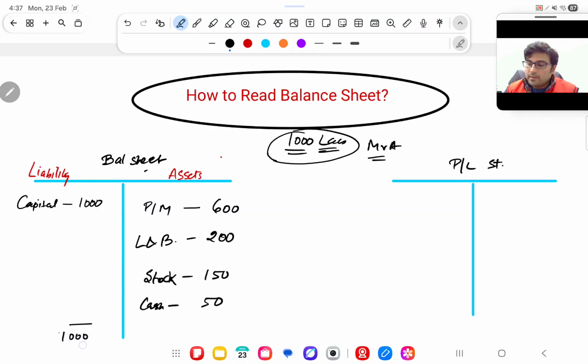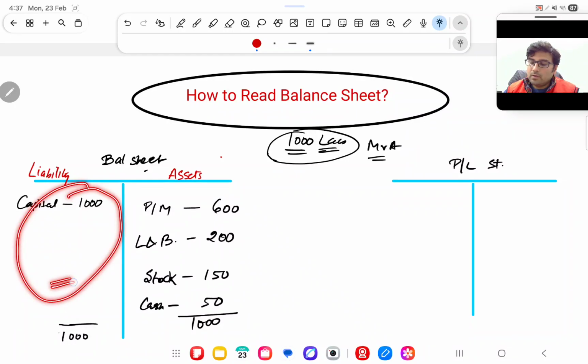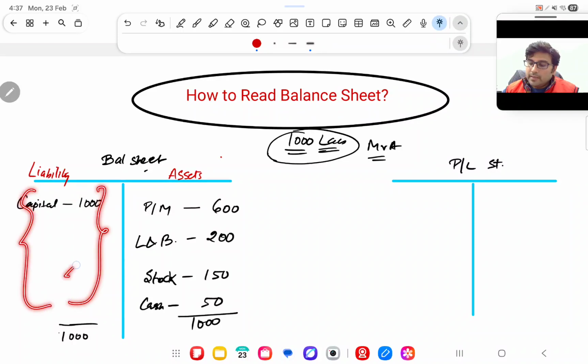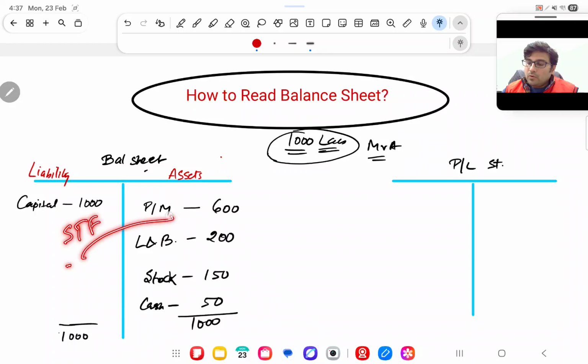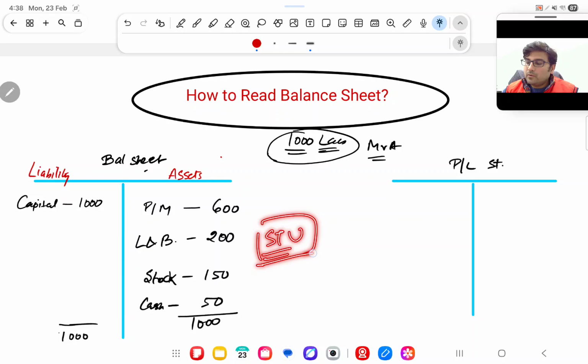1000 has been invested on this side. See, whatever funds are coming to this side of the balance sheet, please understand very carefully, this is a very important point. Whatever funds are coming in this side of the balance sheet, they get invested in the right side of the balance sheet. Long term or short term doesn't matter, they will go into the right side of the balance sheet. The company will either purchase long term assets, which are known as long term uses, or it will go for short term uses.